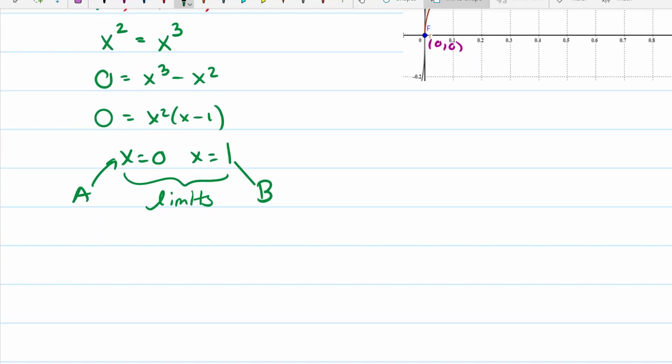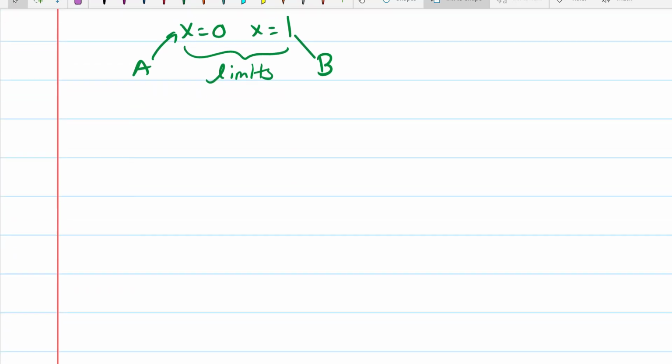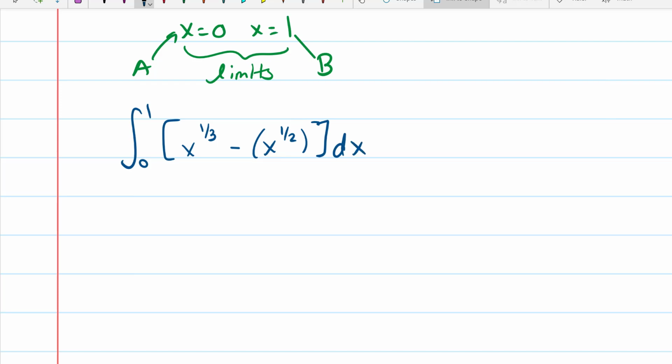Now we just got to do some simple integration and we'll be good to go. So we're going to go ahead and integrate from 0 to 1. Our top function is x to the 1/3, and our bottom function was x to the 1/2. And we're going to integrate that along x. So now we integrate, and we get this is x to the 4/3 times 3/4 minus x to the 3/2 times 2/3. And this is from 0 to 1.